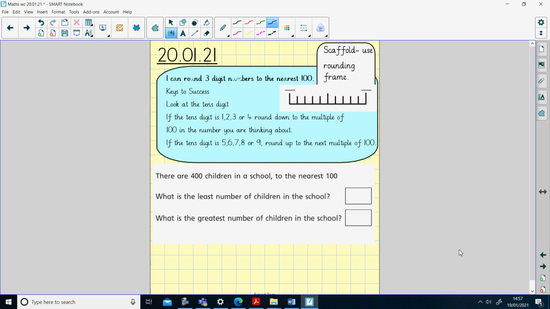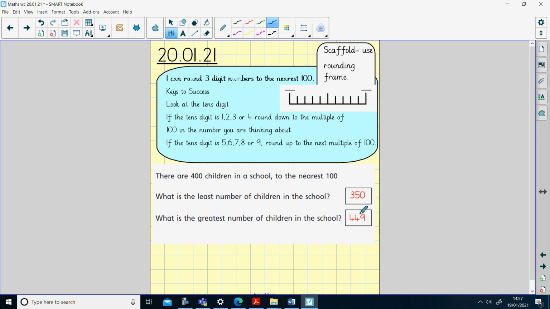Okay, now we've got a word problem. There are 400 children in a school to the nearest 100. What is the least number of children in the school and what is the greatest number of children? And that again is really similar to that first problem that we had. So looking at the tens numbers, find the least and the greatest. To give you a clue, this number here is going to begin with a 3. This number here will begin with a 4. Have a go at that and then come back to me for the answer.